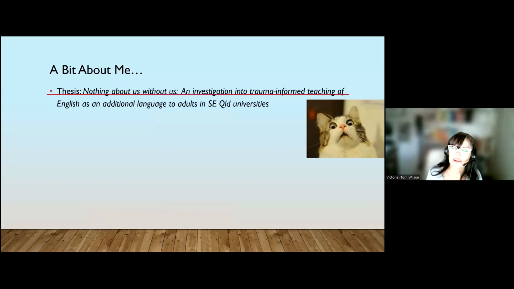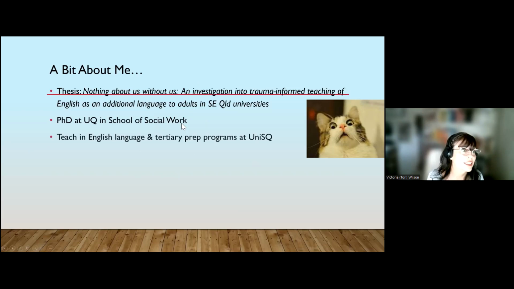So a little bit about me. I'm very, very close to finishing my PhD. My thesis is an investigation into trauma-informed teaching of English as an additional language to adults in Southeast Queensland universities. My PhD is in the School of Social Work there, so I've been working with some amazing trauma experts over the last 6 years doing my PhD.